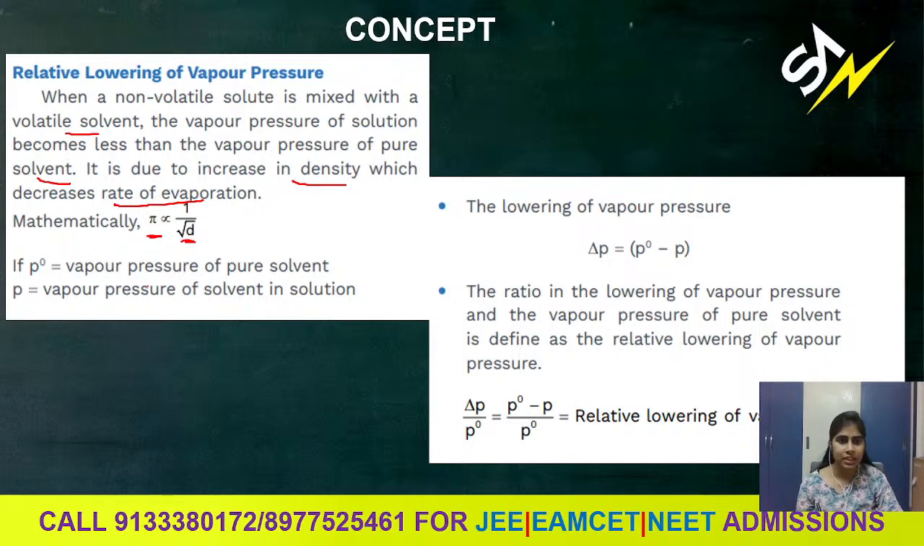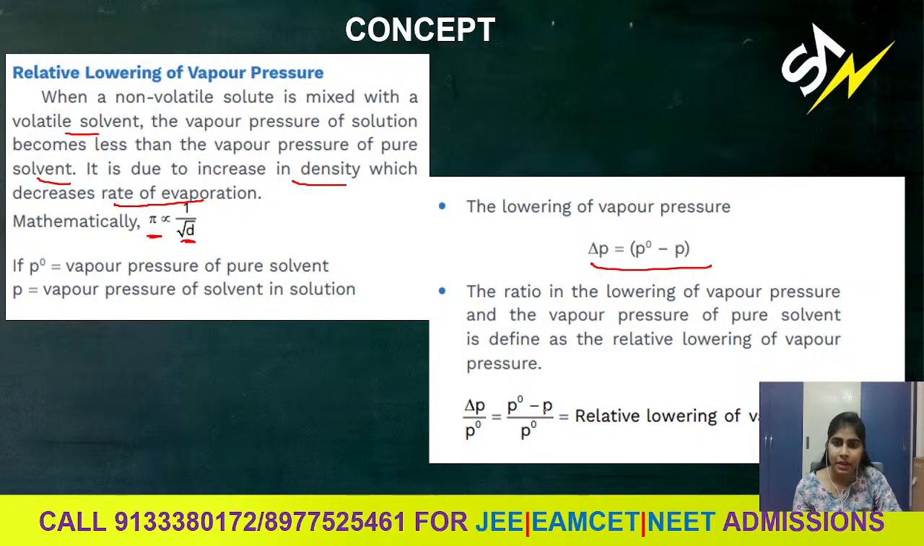Here P0 is the vapor pressure of the pure solvent. Here P is the vapor pressure of the solvent in the solution. The lowering of vapor pressure, the change in the pressure developed, is given by the difference P0 minus P. You can observe here, this is lowering of vapor pressure. We need to relate it. So if we relate it, what happens? It becomes relative lowering of vapor pressure. We are relating it to the vapor pressure of the pure solvent, that is, we are giving a ratio to P0.